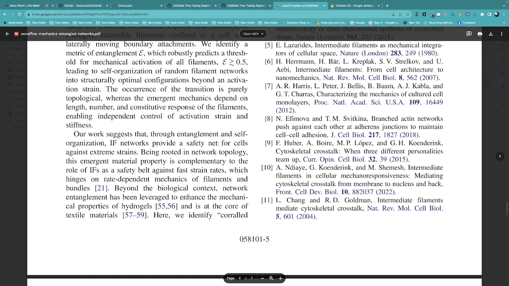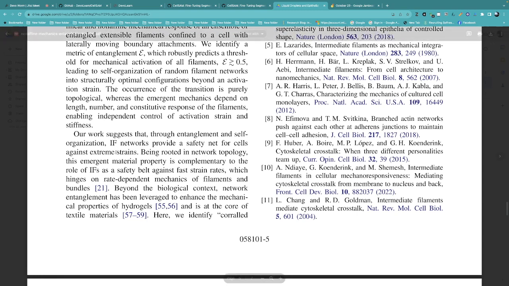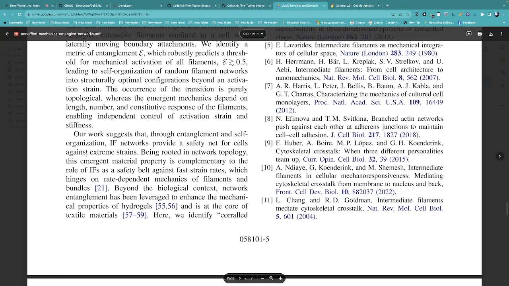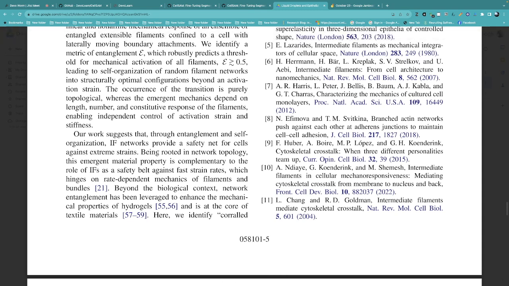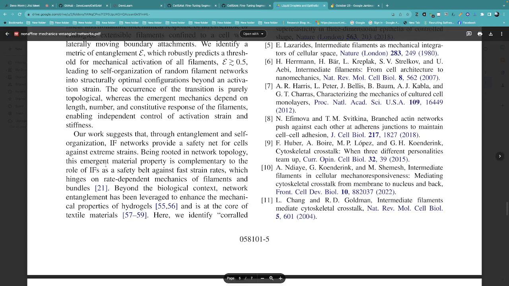Their work suggests that through entanglement and self-organization, IF networks provide a safety net for cells against extreme strains. So this is when the actin networks fall apart and you get this kind of safety network. Being rooted in network topology, this emergent material property is complementary to the role of IF's safety belt against fast strain rates, which hinge on rate-dependent mechanics of filaments and bundles.